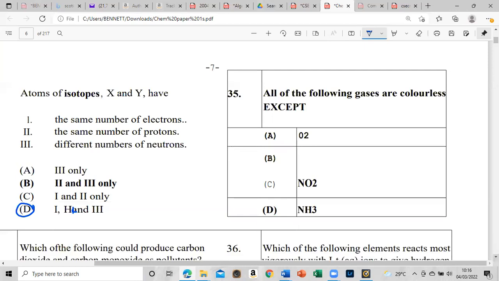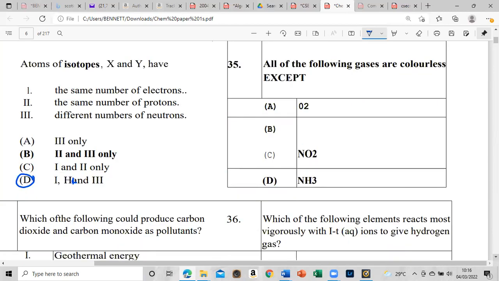I don't see an option for B. All right, let's see if the answer is there. All the following gases are colorless except... I don't see an option for B. And that would be NO2. Not sure what's happening with this paper at all.